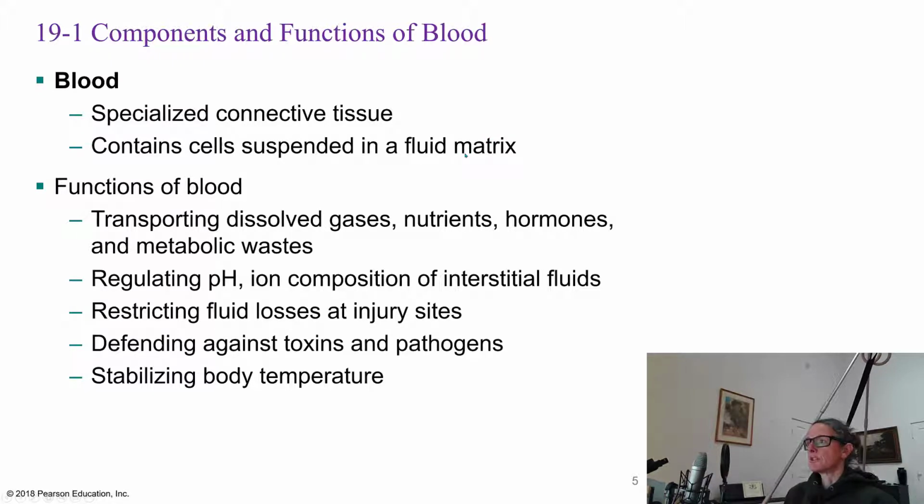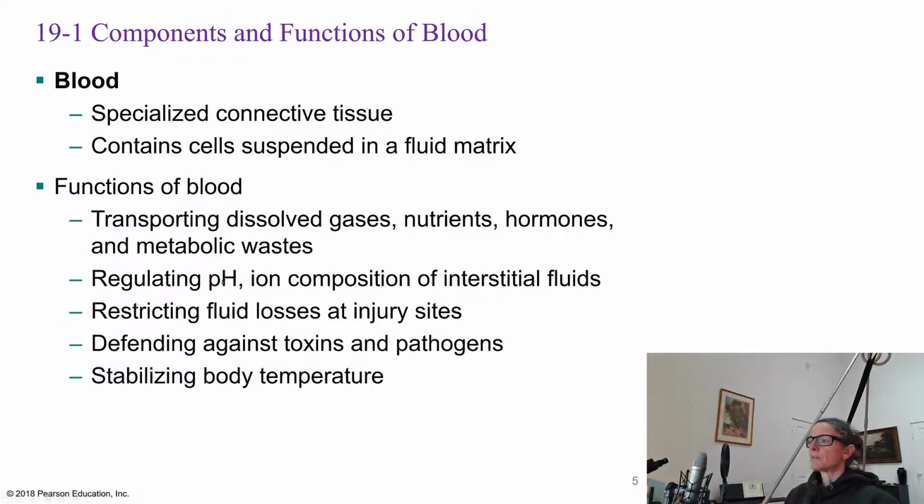When we look at the functions of blood, one of the main things that we think of first is the transportation of oxygen to the tissues and carbon dioxide away from the tissues, as well as nutrients such as glucose, and taking away things like lactic acid, bringing things like hormones to the target tissues, and removing metabolic waste, like lactic acid.